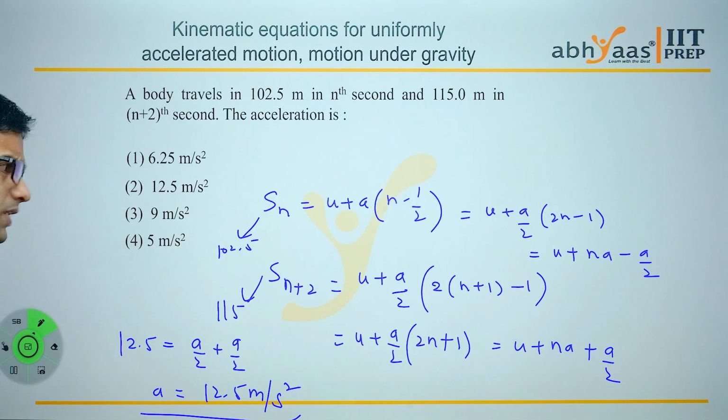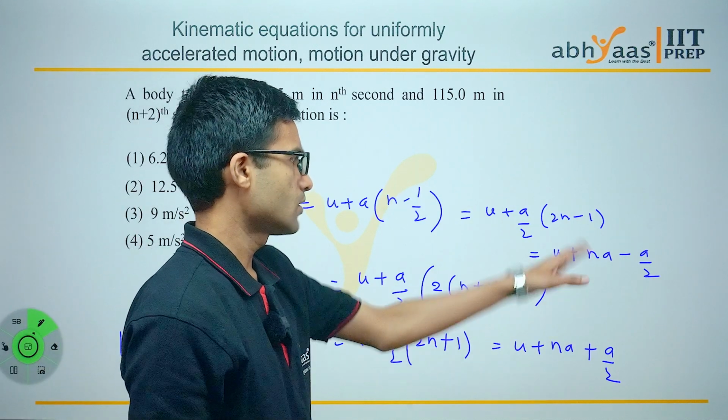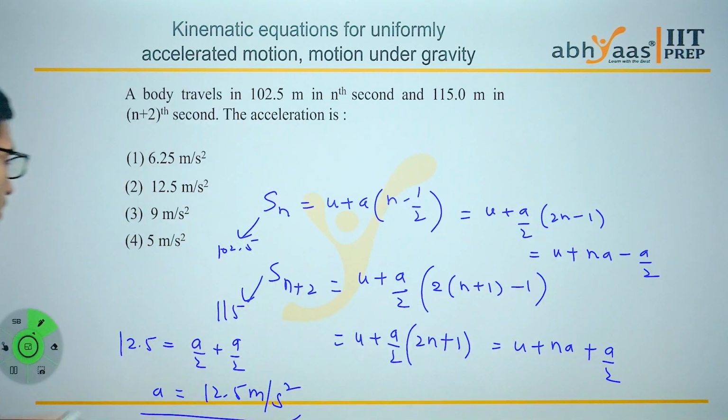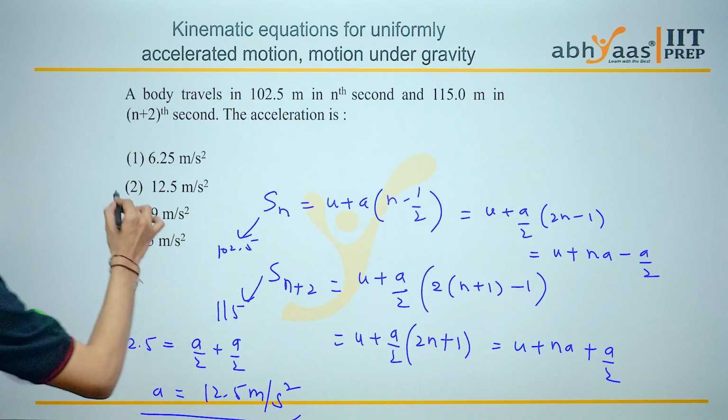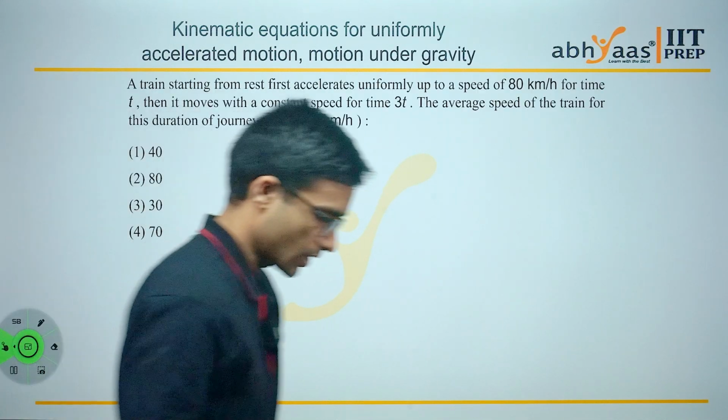Simple, I just calculate it, 2na. So from this if you multiply a by 2 minus a by 2, you will get a equal to 12.5, directly, without much calculation. So now going to the next one.